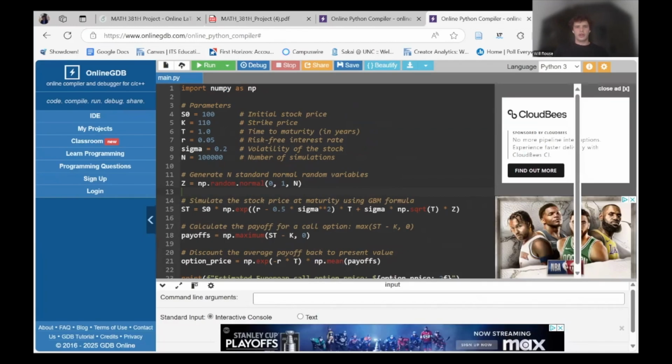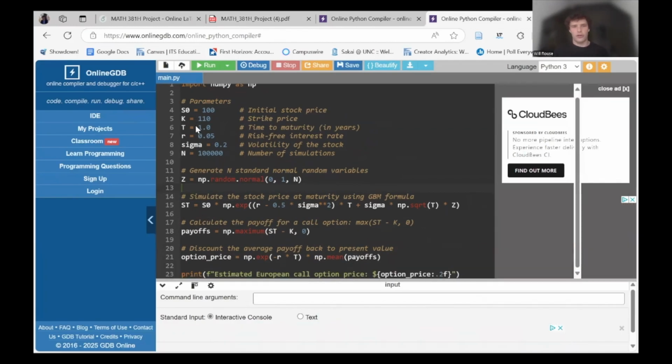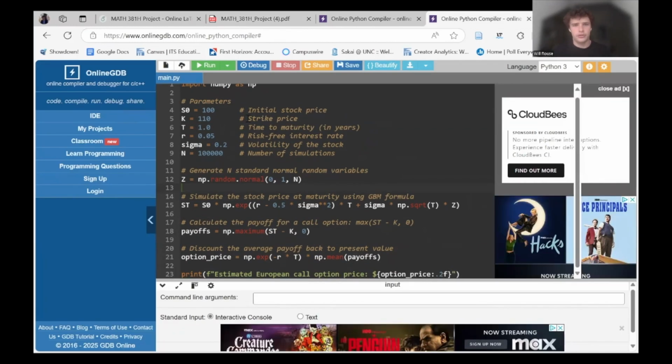So just for sake of argument, we have S sub 0 being 100, your strike price, which is the price at which you're allowed to sell, being 110. Time to maturity in years is 1. Risk-free interest rate, which is kind of high for right now, would be 0.5. Volatility of the stock is 0.2. And then again, like we saw in our first discussion, the number of samples, which again we'll start with 1,000,000.